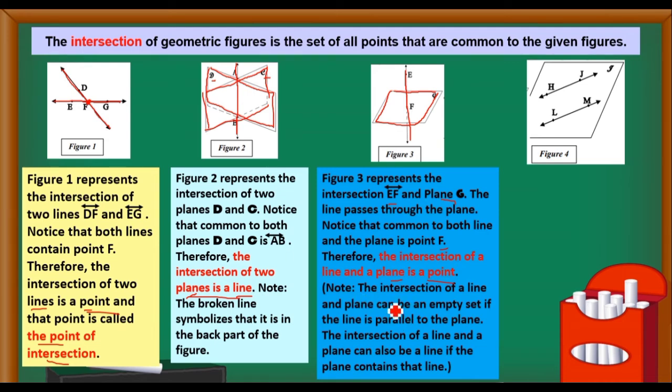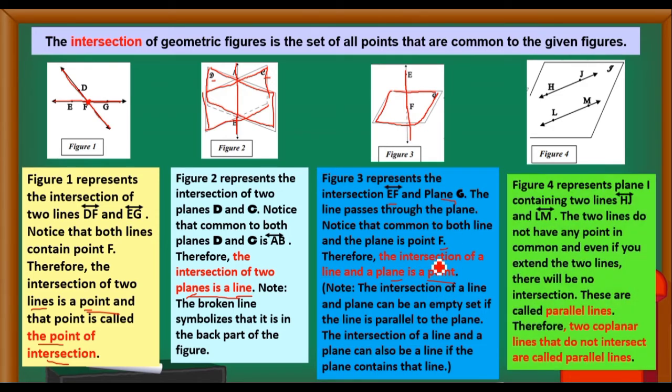Okay? So, note that the intersection of a line and plane can be an empty set if the line is parallel to the plane. The intersection of a line and a plane can also be a line if the plane contains that line. Okay? Pagka daw nakaslant, pwedeng wala siyang point of intersection, or pwede namang marami, or line din po ang point of intersection niya. Okay? So, tandaan natin, ang intersection ng plane at ng line is a point.